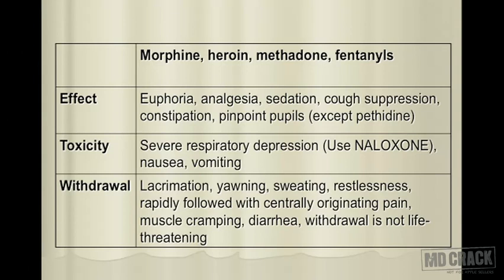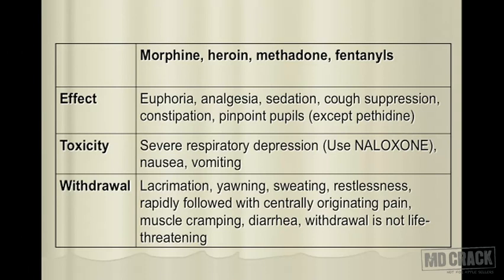need to use a pure antagonist, opioid antagonist in the form of naloxone. And the toxicity might include nausea and vomiting in this patient. As far as withdrawal is concerned, the typical withdrawal symptoms with opioids is lacrimation, yawning, sweating and restlessness. This is rapidly followed with centrally originating pain. So there may be severe body pains.